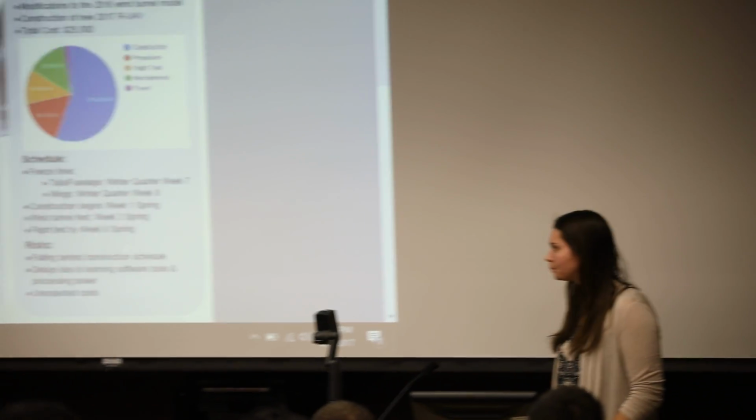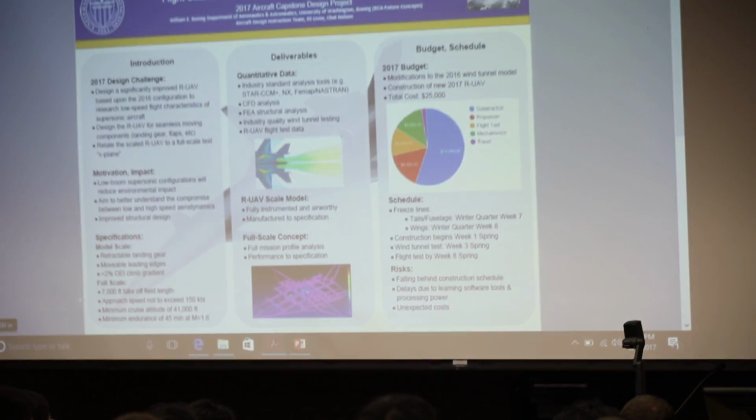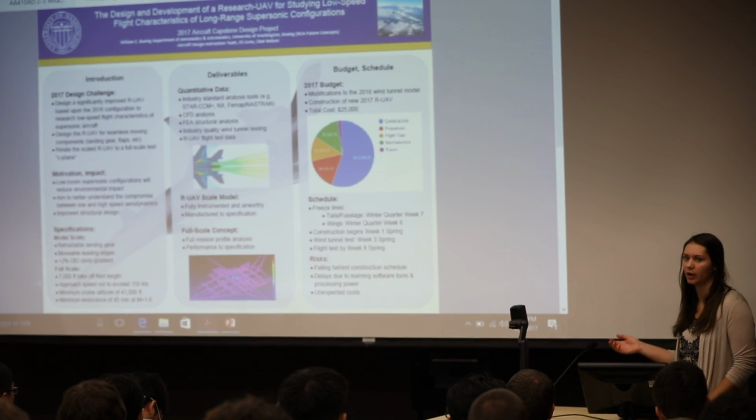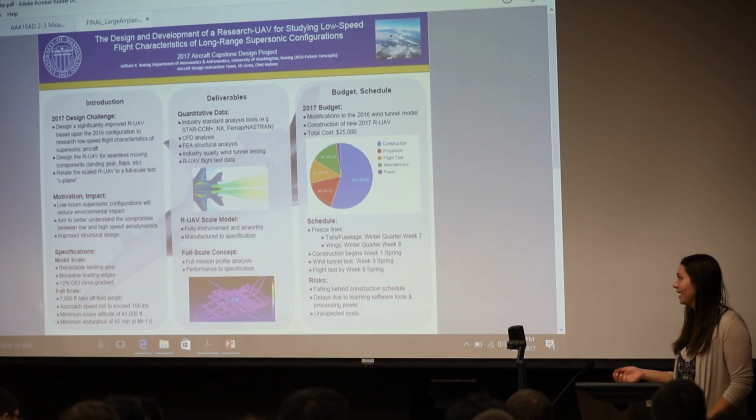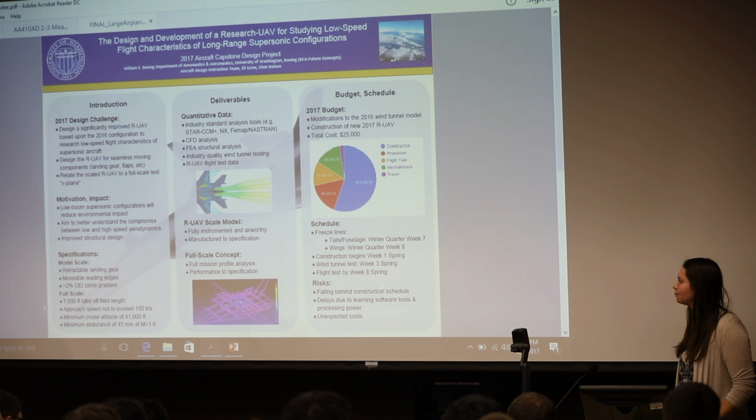That will include all of our molds and raw materials in order to construct the new UAV. In addition to that, the rest of the budget will cover any electronics, wiring, or equipment to make the plane fly in the end. Our schedule as of right now, we are currently in the initial design phases.